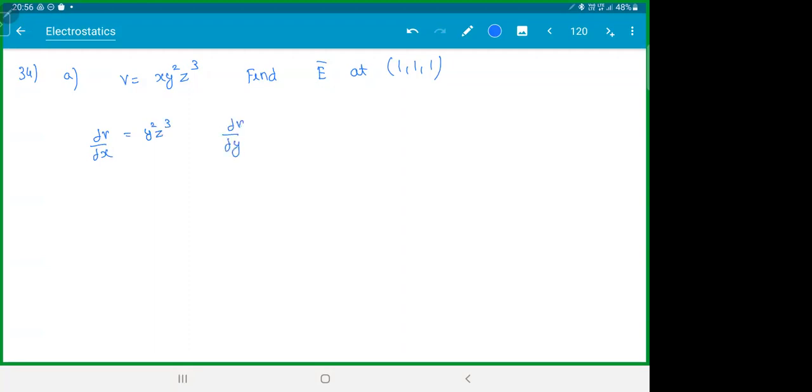What is dou V by dou y? The differential of y square is 2y, into x z cube. What is dou V by dou z? z is variable, everyone else is constant. So x y square 3z square. Got this?